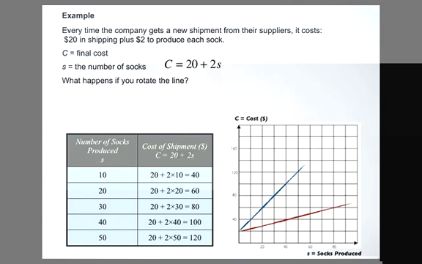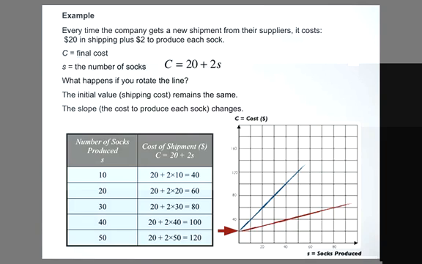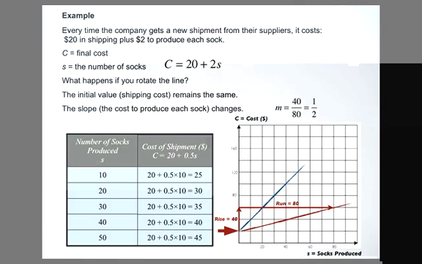And if we rotate the line to be less steep, we would see, again, the initial value, or the shipping cost, remains the same, but the slope changes. Now we would have a different rise and a different run. If we had a rise of 40 and a run of 80, we would find a slope, or a rate of change, or a cost to produce each sock, of 1/2. This would change our equation and all of our values. Notice how the values become closer.